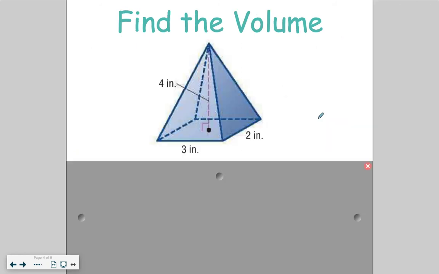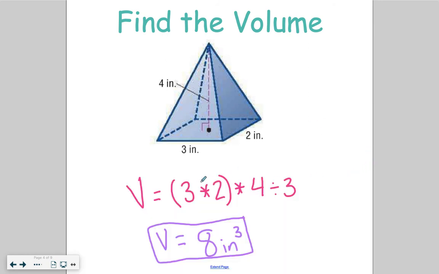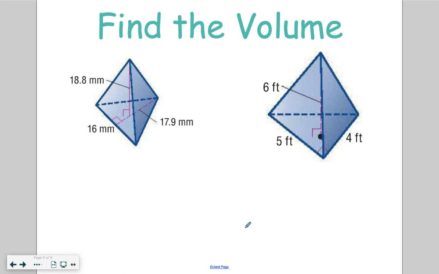Go ahead and try this one on your own. Finding the area of the bottom, multiplying by the height, dividing by 3, you get an answer of 8 inches cubed. Now we're going to do a few examples with the triangles.